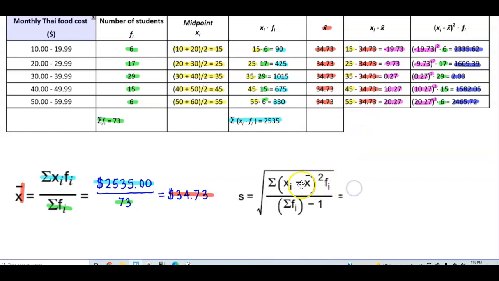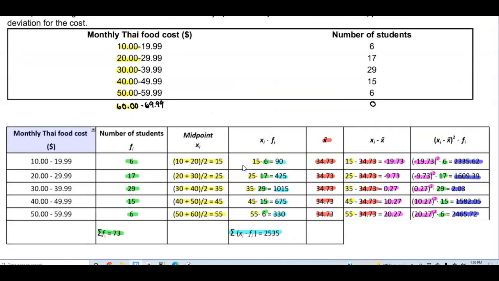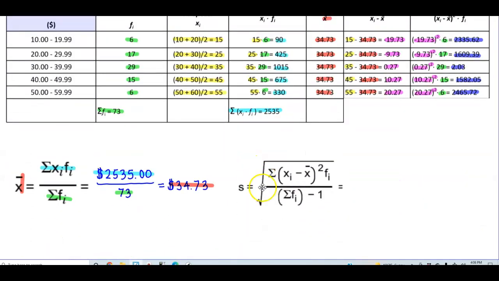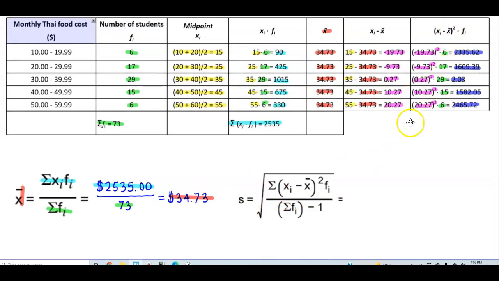Okay, so now we need to look at the formula here. The formula is the sum of the last column divided by the sum of the frequency minus 1, since we're dealing with a sample. This is the sample formula. If you look up in the question, it says sample, so you need to be careful about which formula you use. Since it's a sample, now we need to total up the numbers from the last column.